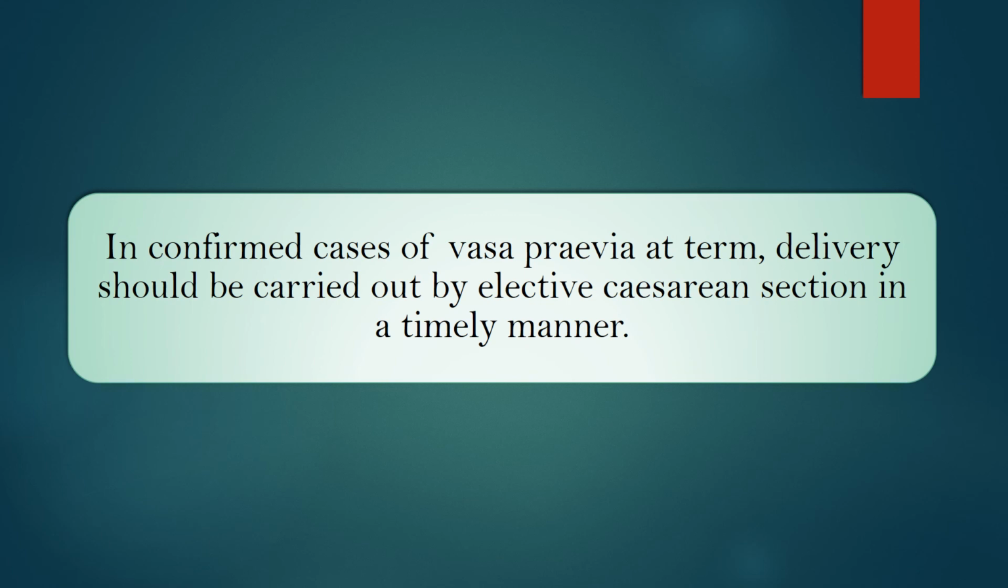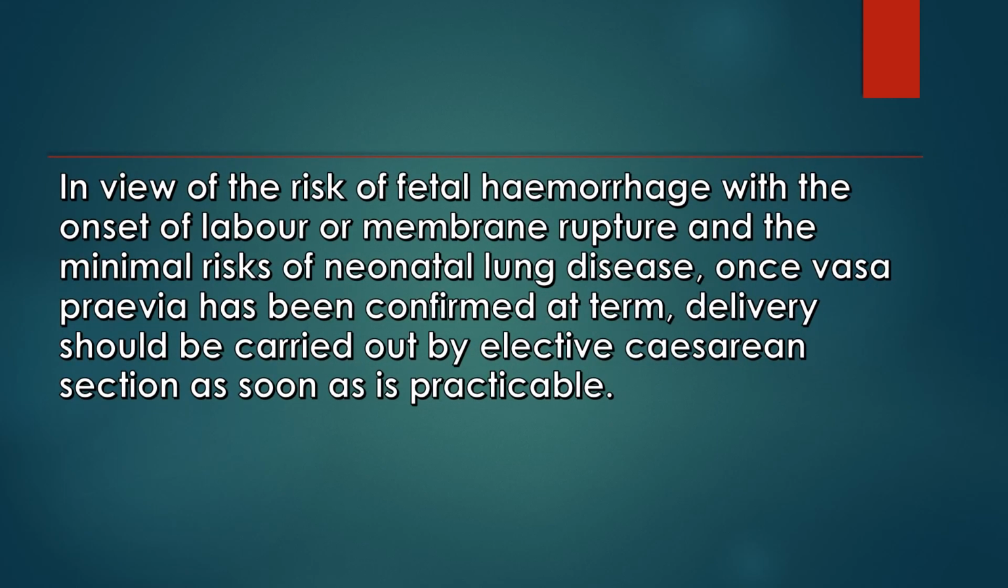In confirmed cases of Vasa Previa at term, delivery should be carried out by elective cesarean section in a timely manner. In view of the risk of fetal hemorrhage with the onset of labor or membrane rupture and the minimal risk of neonatal lung disease, once Vasa Previa has been confirmed at term, delivery should be carried out by elective cesarean section as soon as is practicable.